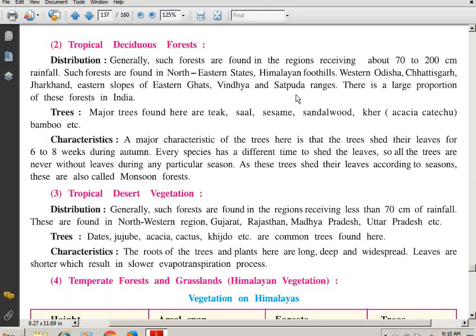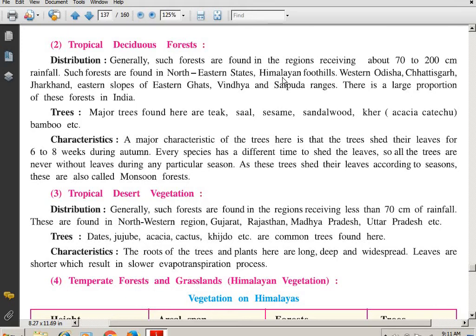Now the distribution. Generally such forests are found in the regions receiving about 70 to 200 centimeter rainfall. Underline. So how much is the rainfall received over here? 70 to 200 centimeter. And such forests are found where? Students, underline: northeastern states, Himalayan foothills, western Odisha, Chhattisgarh, Jharkhand, eastern slopes of Eastern Ghats, Vindhya and Satpura ranges. There is a large proportion of this deciduous forest in India.